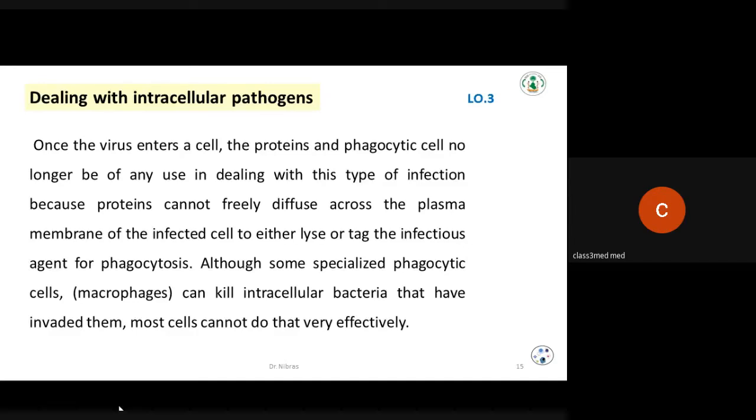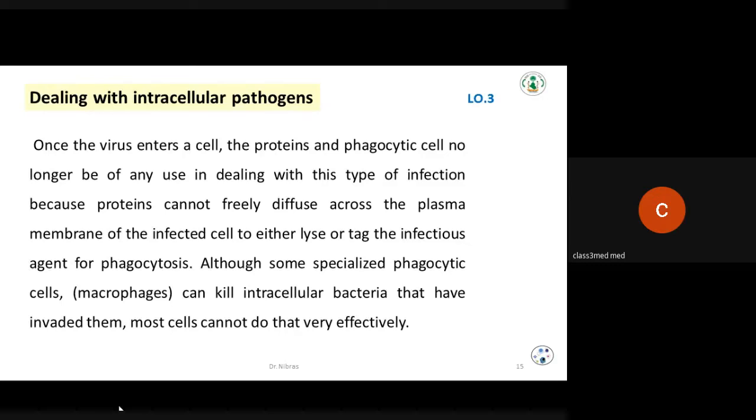although some specialized phagocytes like macrophages can kill intracellular bacteria. That means when bacteria are inside the phagocytic cell, it has a way to kill the bacteria inside the cell. But many bacteria can escape this mechanism. Not all bacteria can be killed inside the phagocytic cell. Look at it in the lecture of microbiology.